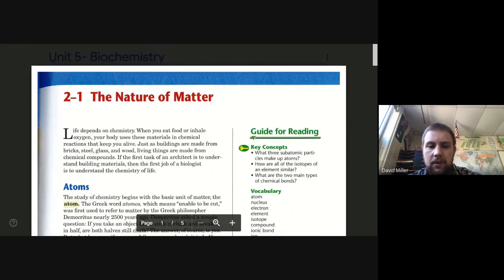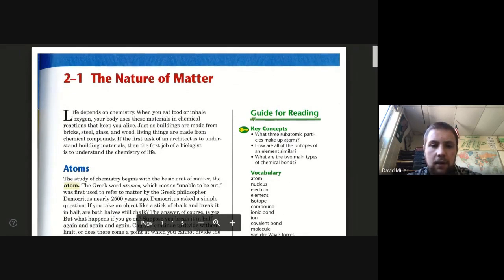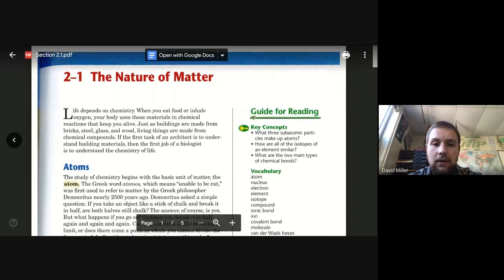Today we are going to be starting our biochem unit, so as always, we're going to be delving into our text a little bit. And our first section of our text is going to be called The Nature of Matter. All right, so let's go ahead and get started.